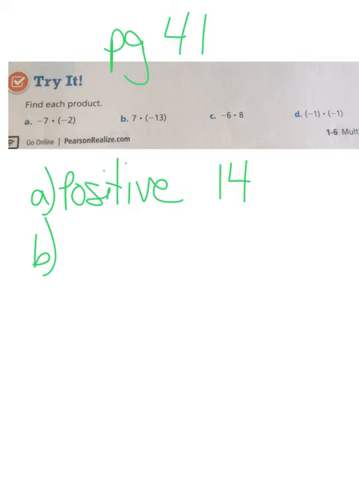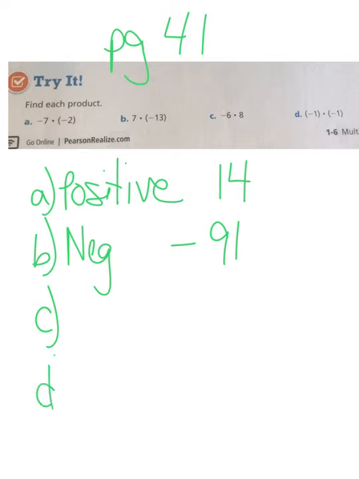Let's talk about B. I have a positive and I have a negative. And so we know opposite signs. One's positive, one's negative. So we're going to have a negative answer. And we know that before we even do the math. And if we do 7 times 13, we get 91. So my answer here is negative 91. How about you try C and D on your own? We can discuss in class. That's it. You know how to multiply positive and negative numbers. Integers, I should say.